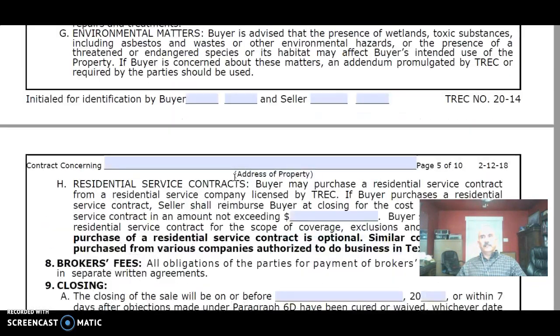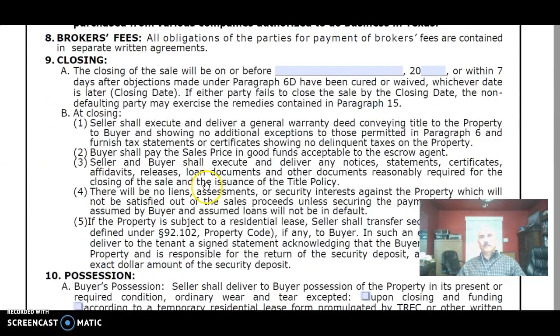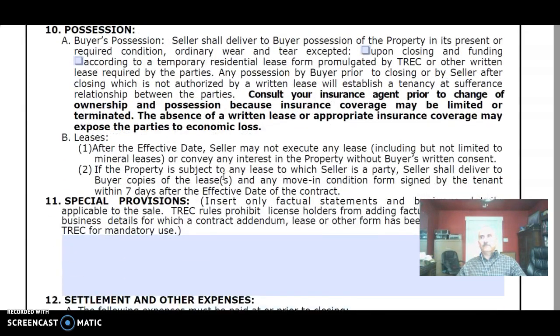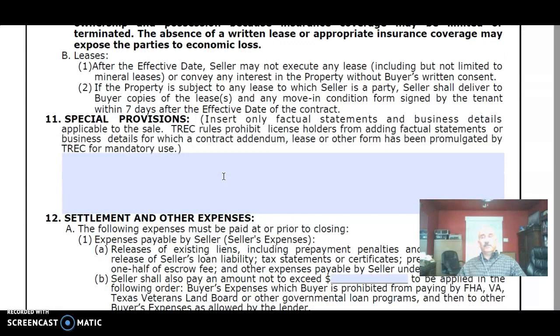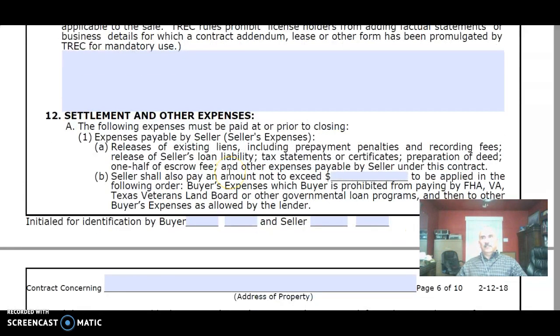Then if you look at line 9, which is the closing, you want to make sure that the closing date is not too far out. Line 10, when are they going to take possession? Usually upon closing. Line 11, very important. Special provisions, they can write anything in here that they want. If you're the seller, you don't want them obligating you to cut their grass for the next year, something like that. You need to read what's in here.